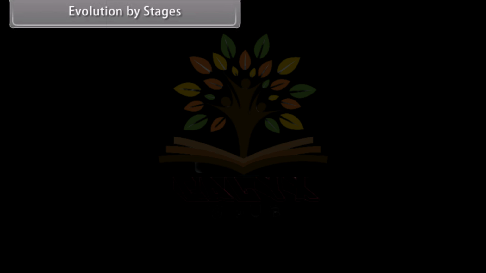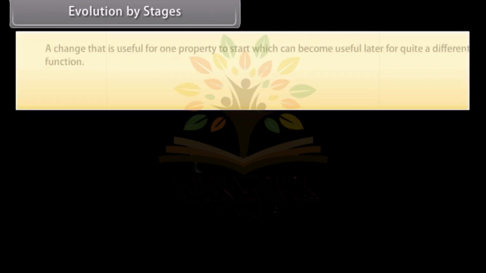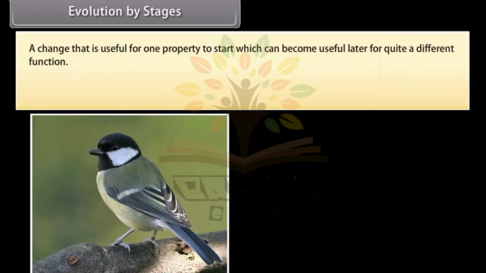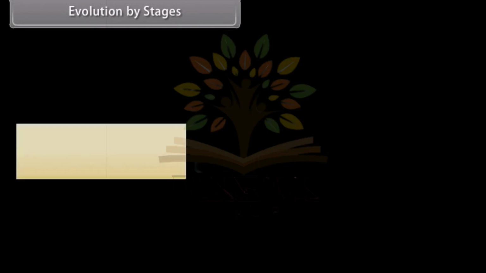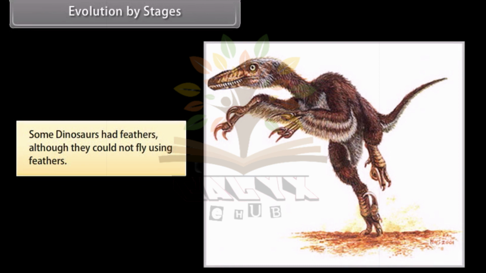Evolution by stages. A change that is useful for one property to start with can become useful later for quite a different function. Example: feathers can start out as providing insulation in cold weather, but later they might become useful for flight. Some dinosaurs had feathers, although they could not fly using them.